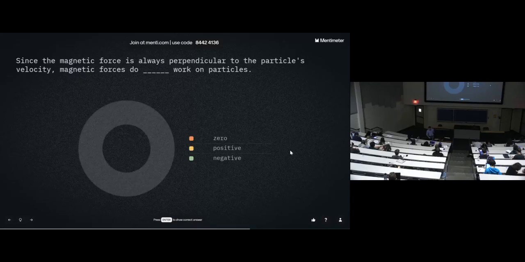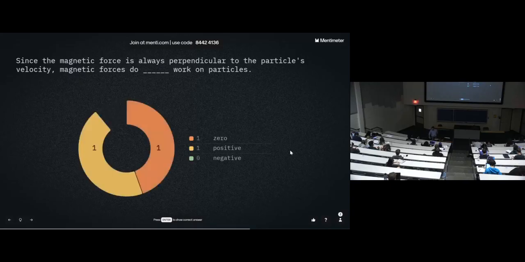Maybe last question, I think? No. Since the magnetic force is always perpendicular to the velocity, magnetic forces do positive, negative, or zero work.